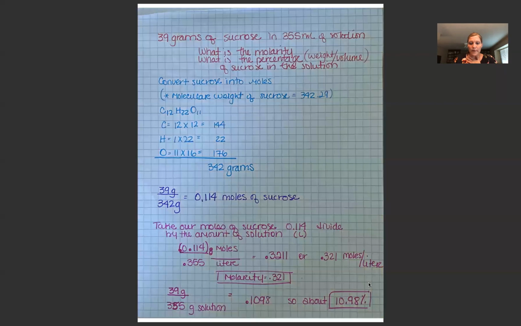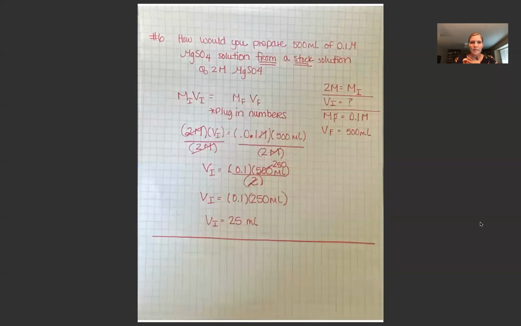So the second part that we're going to do is number 6. That question asks how you would prepare 500 milliliters of a 0.1 molar solution of sodium phosphate from a stock solution of 2 molar solution of magnesium sulfate. So the equation that we're going to use is MiVi equals MfVf.